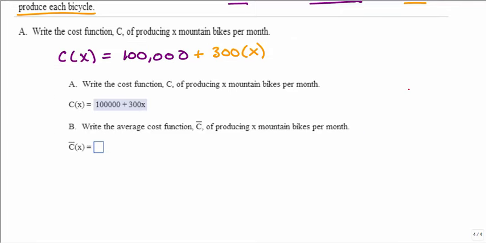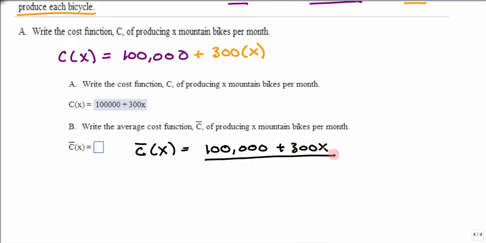So it says write the average cost function C bar. So C bar of x. Well, the average cost function is just going to be my cost function that we originally started with. So in this case, that would be 100,000 plus 300x. And then I need to make sure that I remember to find the average, you have to divide through by the total number of values, or in this case, bicycles that were produced. So that would be my cost function.